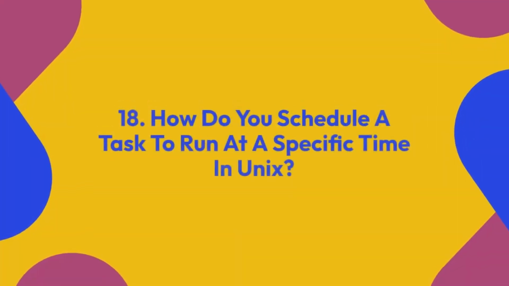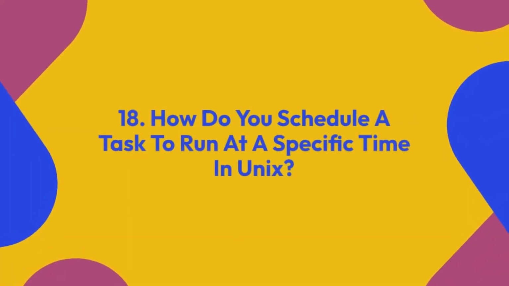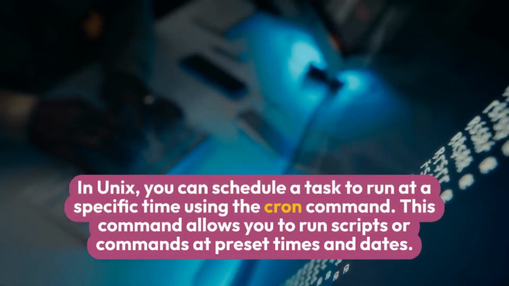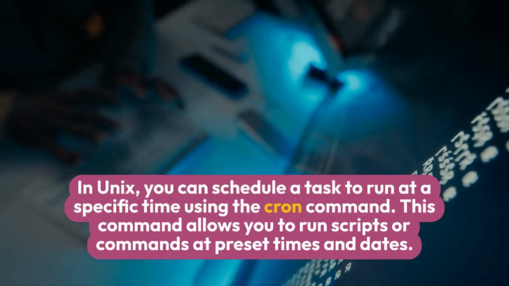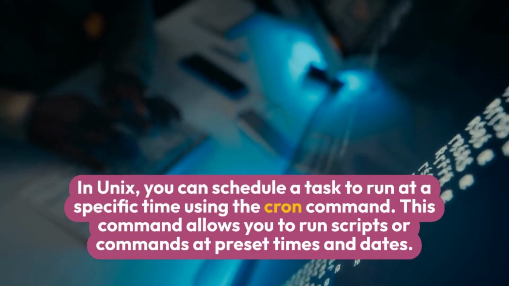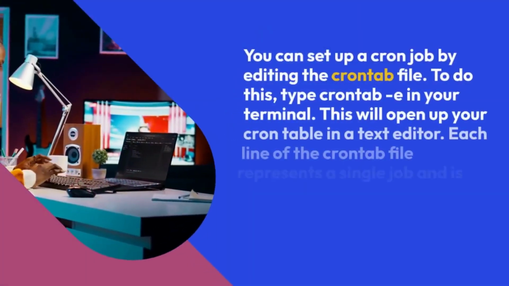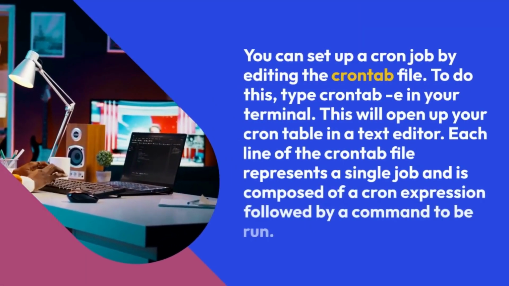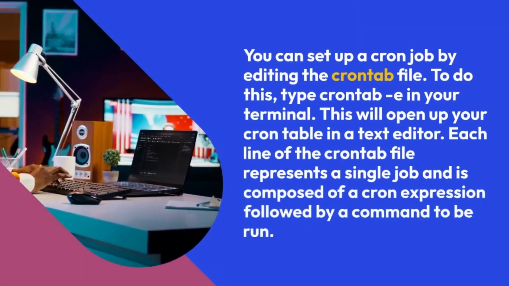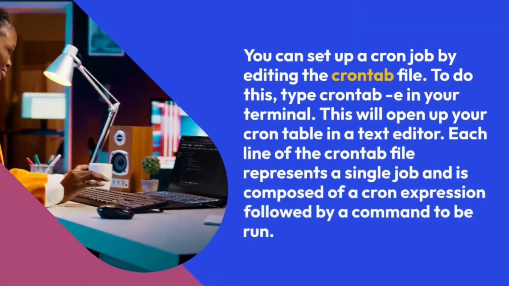18. How do you schedule a task to run at a specific time in Unix? In Unix, you can schedule a task to run at a specific time using the cron command. This command allows you to run scripts or commands at preset times and dates. You can set up a cron job by editing the crontab file. To do this, type crontab -e in your terminal. This will open up your cron table in a text editor.